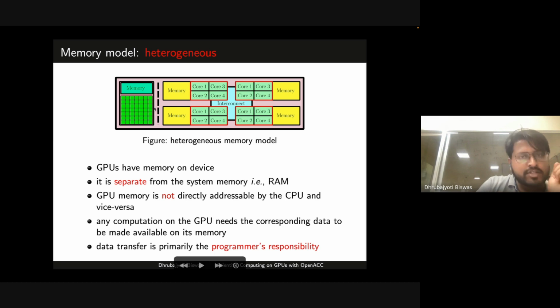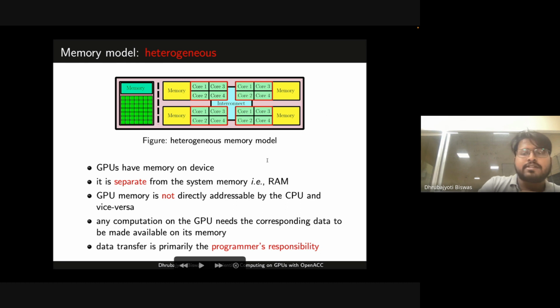The serial calculation cannot be done by the GPU. It has to be done, I think, on the CPU only. That way, again, you just simply cannot start doing the calculation assuming this will appear on the RAM magically. It has to be copied using some command through the PCI Express connection into that memory, and only then you can do the computation on the CPU. So it is primarily the programmer's responsibility.